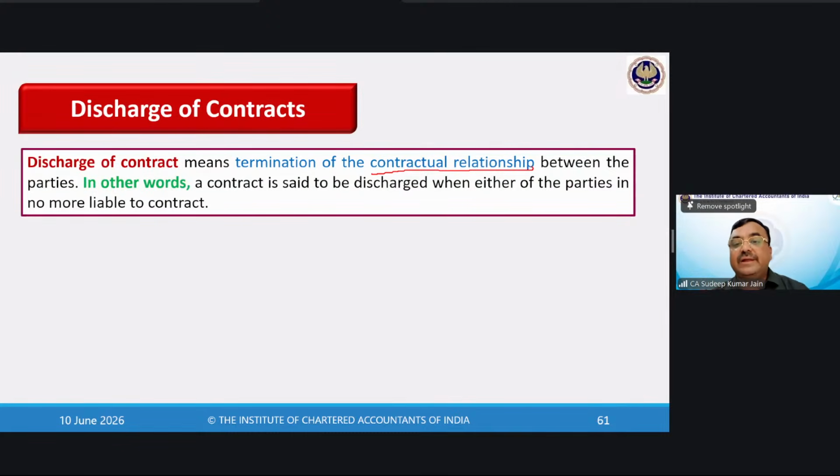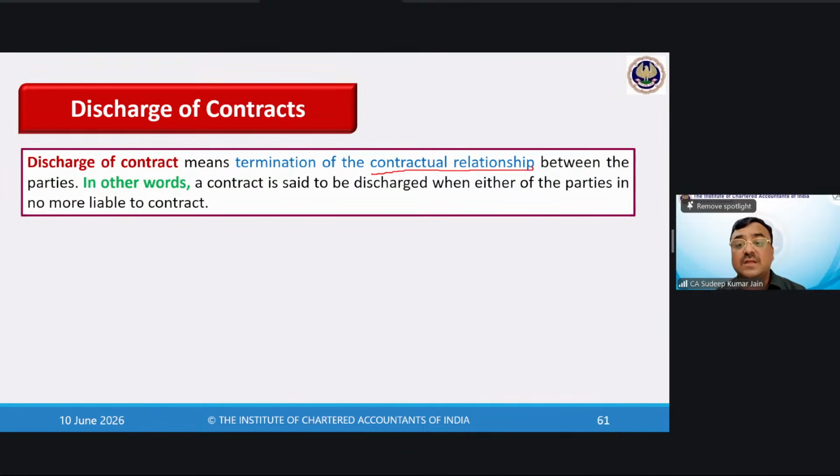Suppose A and B enter into a contract for sale of a car, by which A will sell the car to B for 2 lakh rupees. A delivered the car and B makes the payment. Both parties have performed the contract. It means the contract is discharged. End of the relationship: I have given the car, you have given the payment.